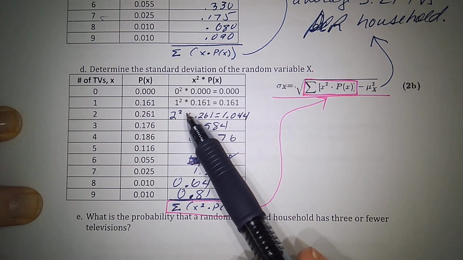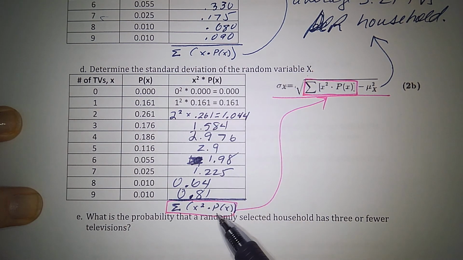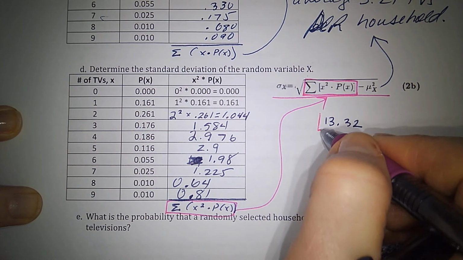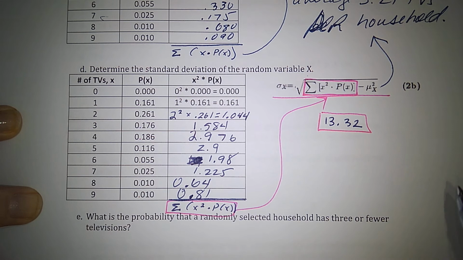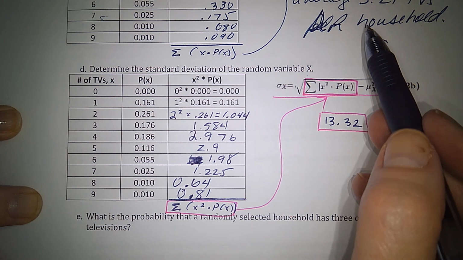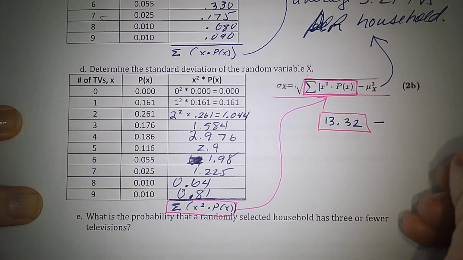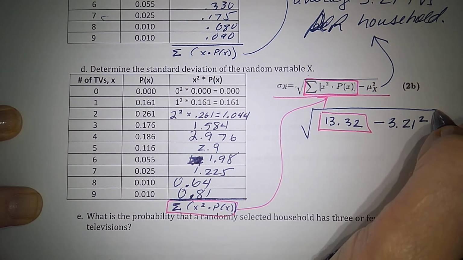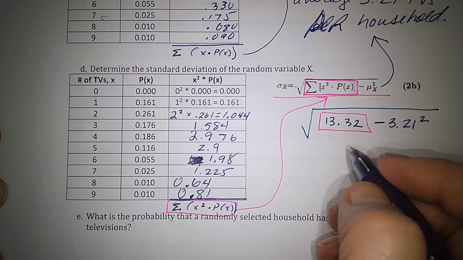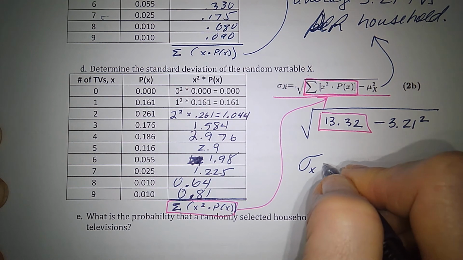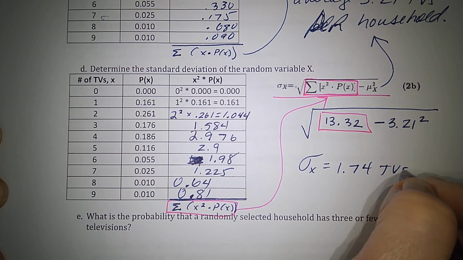Alright, so when I went ahead and did all of these calculations, and I added this whole right-hand side column all up together, I got 13.32 when I added those numbers together. Then what I'm going to do is I'm going to subtract the average or the mean from what I found up here, which was 3.21, and I make sure I square it. Then I take the square root of that whole answer. When I put all that into my calculator, I find that the standard deviation of the discrete random variable x is going to be 1.74 TVs.